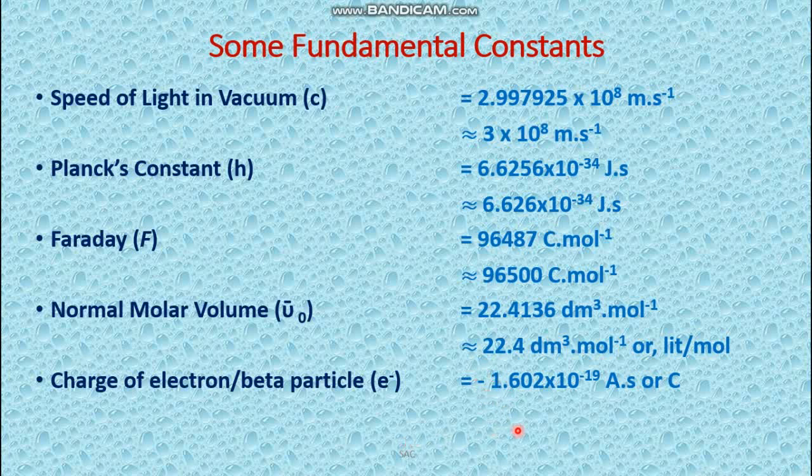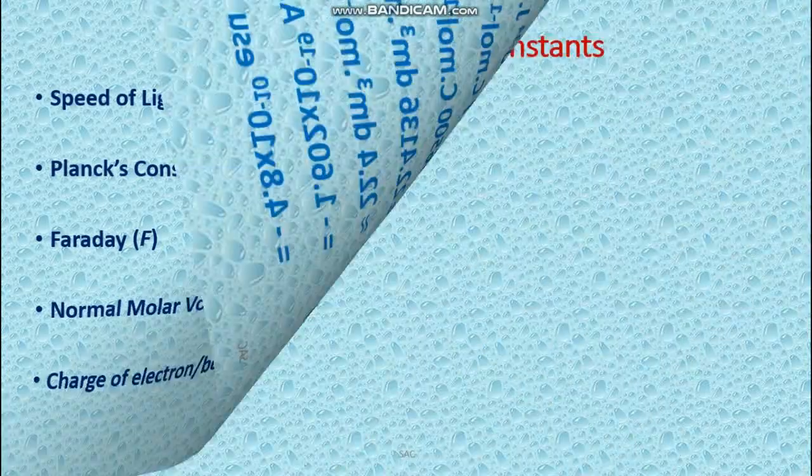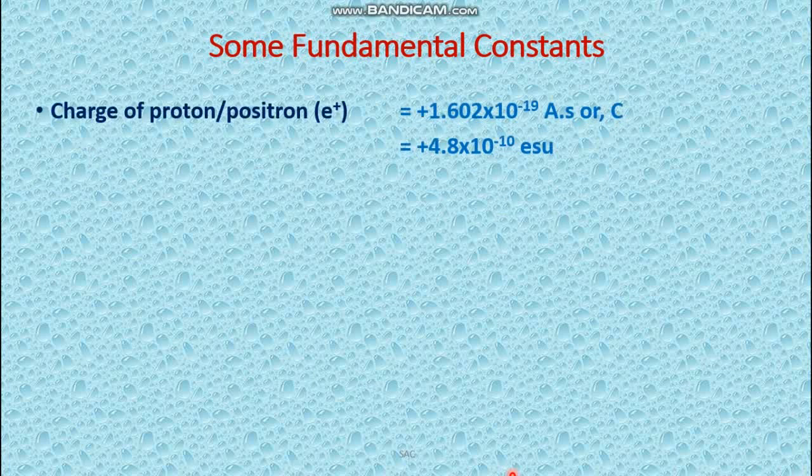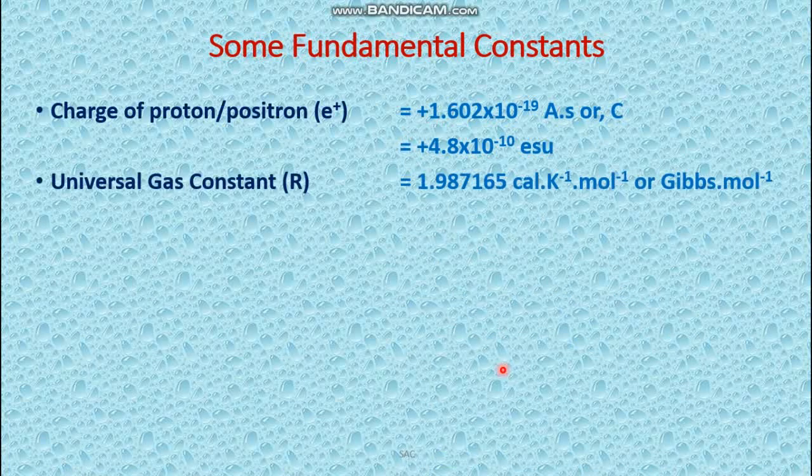So this is minus 1.602 into 10 to the minus 19 ampere second or coulomb, and in the ESU unit, that is CGS unit, it is minus 4.8 into 10 to the minus 10 ESU. This is the CGS value of charge of an electron or a beta particle. Now some fundamental constants, still continuing. Charge of a proton or positron is the same value, but the sign is plus.